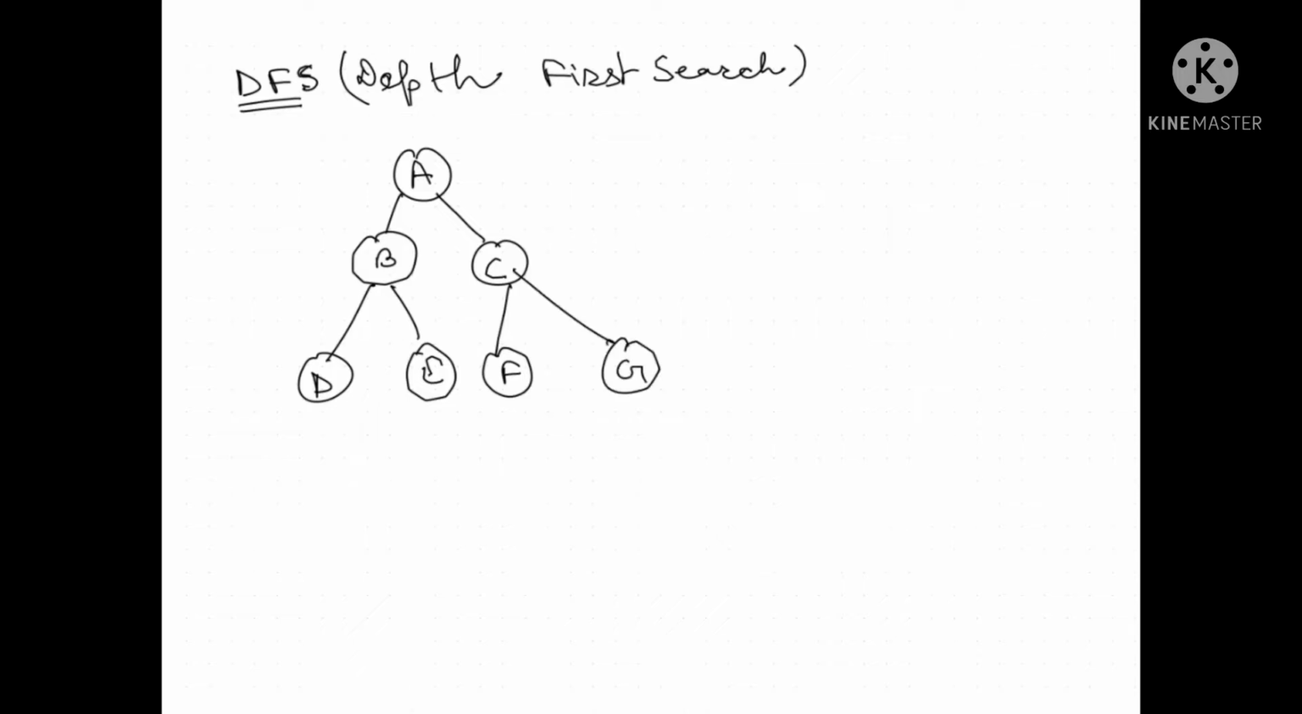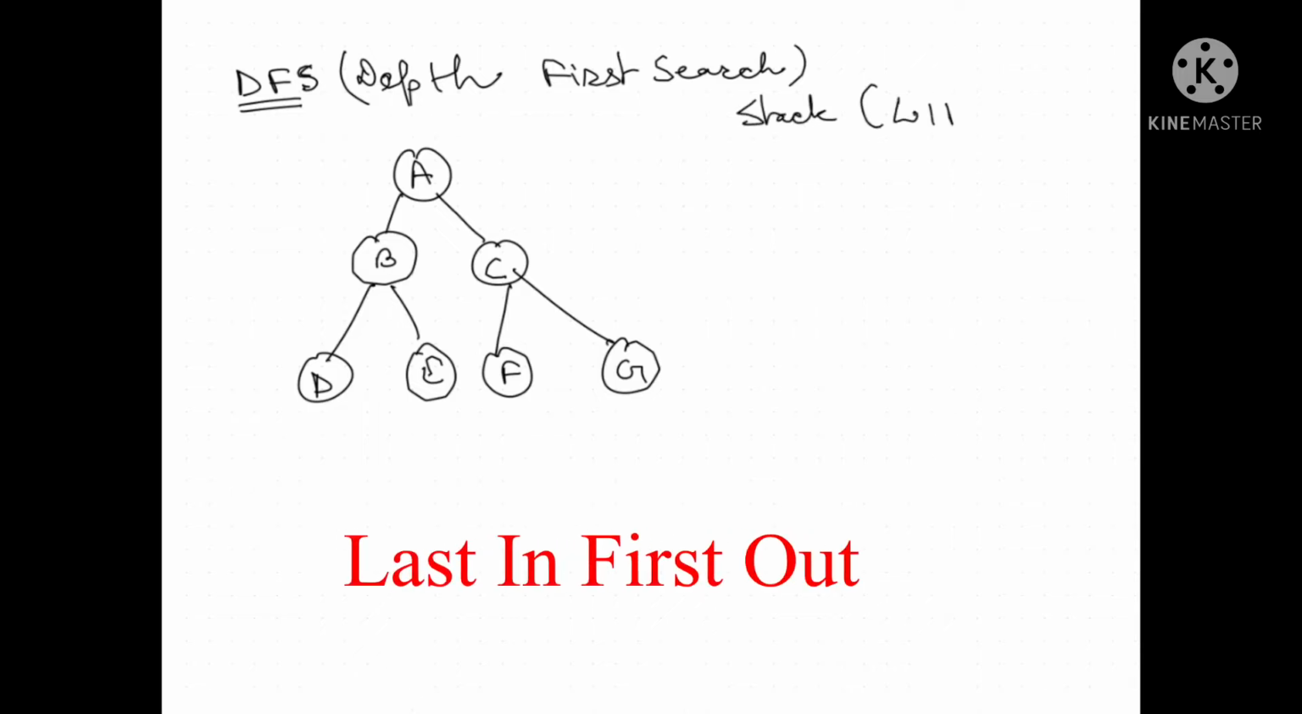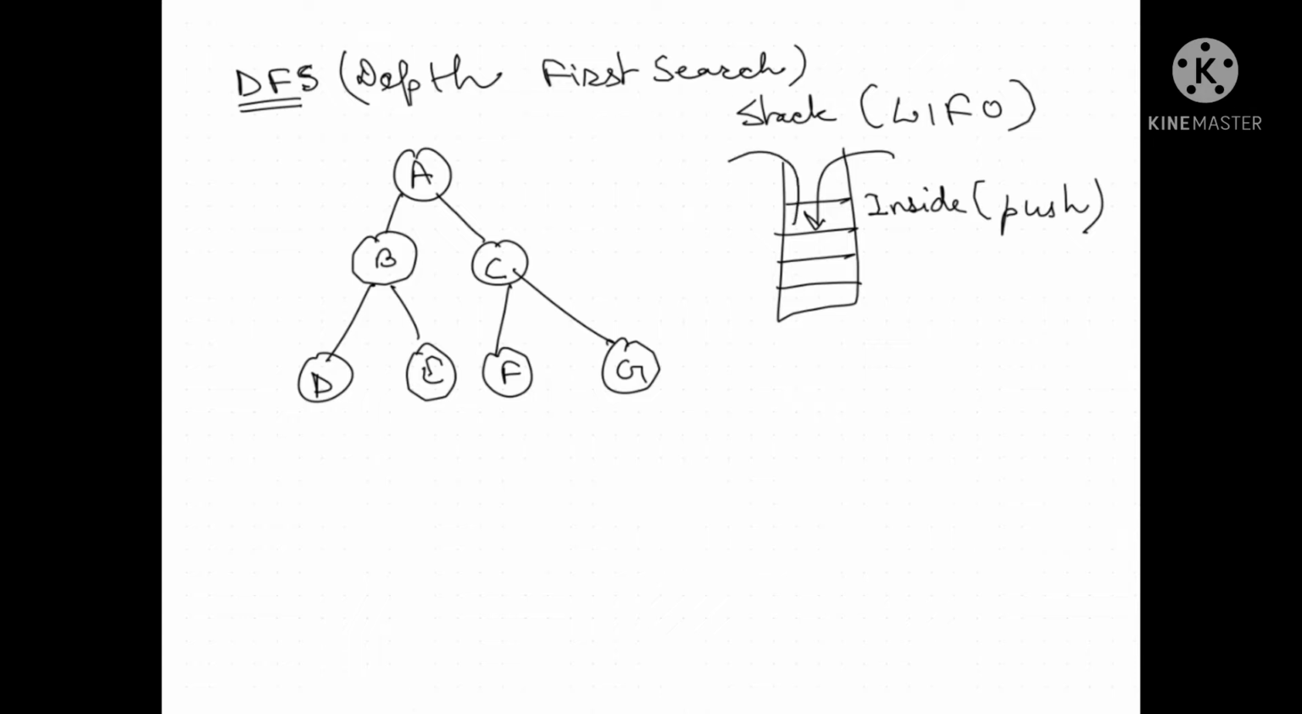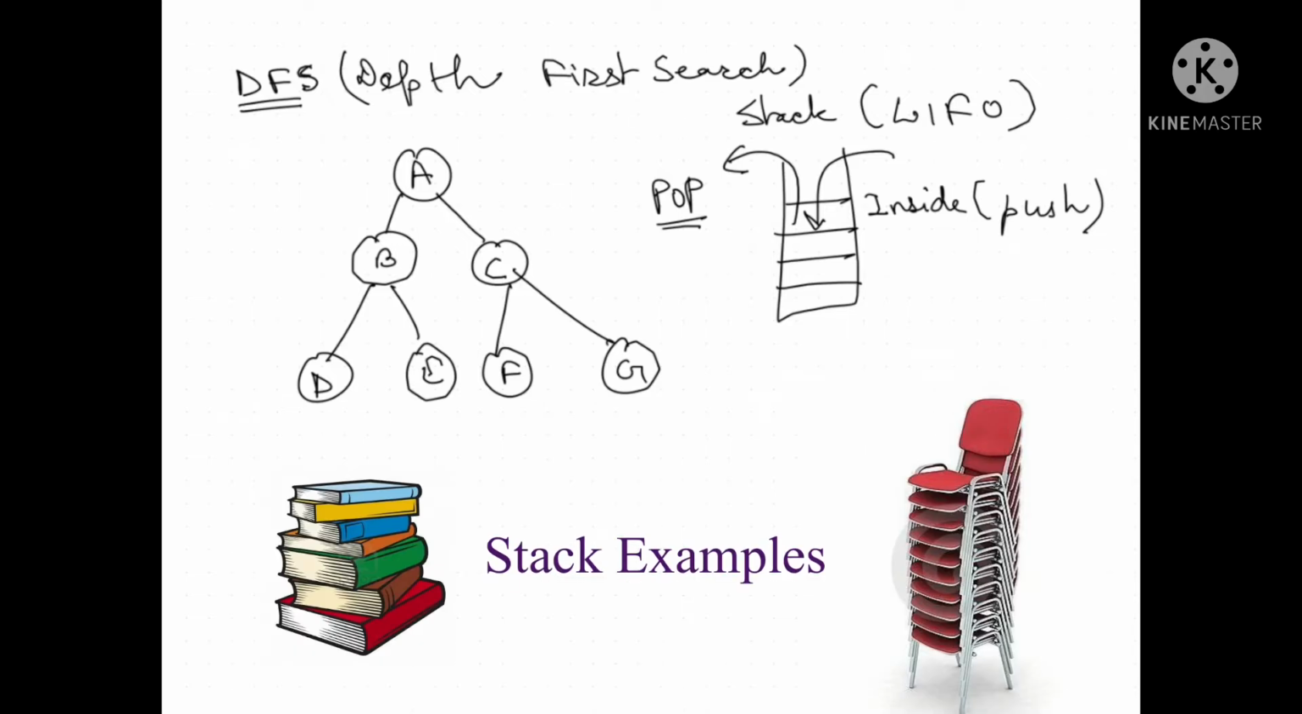In the last class we learnt that BFS works on the principle of a queue, that is FIFO. But depth first search works on the principle of a stack, that is LIFO. LIFO means last in, first out. Now how do we go about it? If this is a stack, then when you put something inside, it is called push, and when you bring something outside, it is called pop. So this is the principle over here.